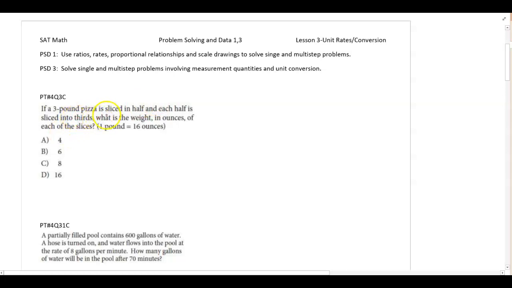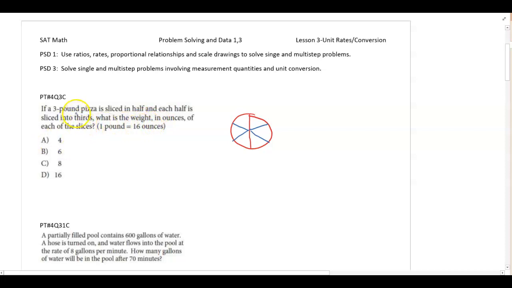If a 3-pound pizza is sliced in half, so right now you have a pizza, and this pizza is sliced in half, and each half is sliced into thirds. So now I'm going to take this piece and divide it into 3 pieces, then this piece divided into 3 pieces. What is the weight in ounces of each of the slices?